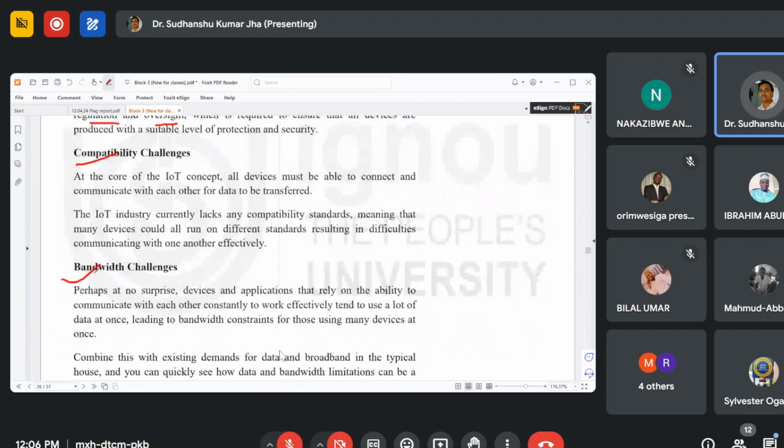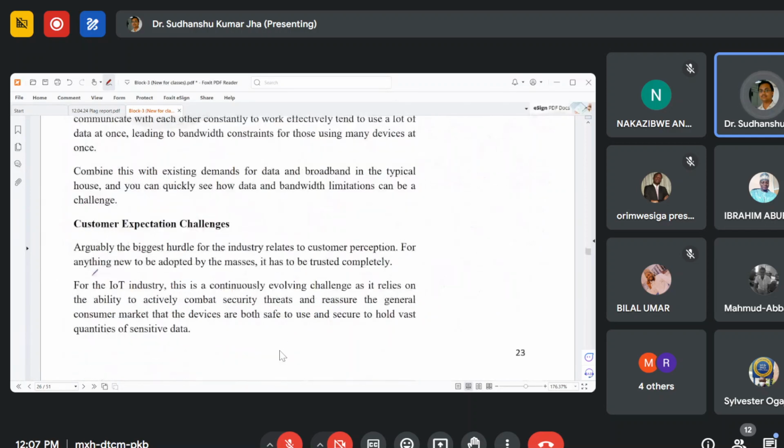Similarly, the bandwidth challenges, because the devices are always connecting with the internet. The availability of the internet and of bandwidth during the communication is another challenge, especially for areas where communication technology bandwidth is not easily available.